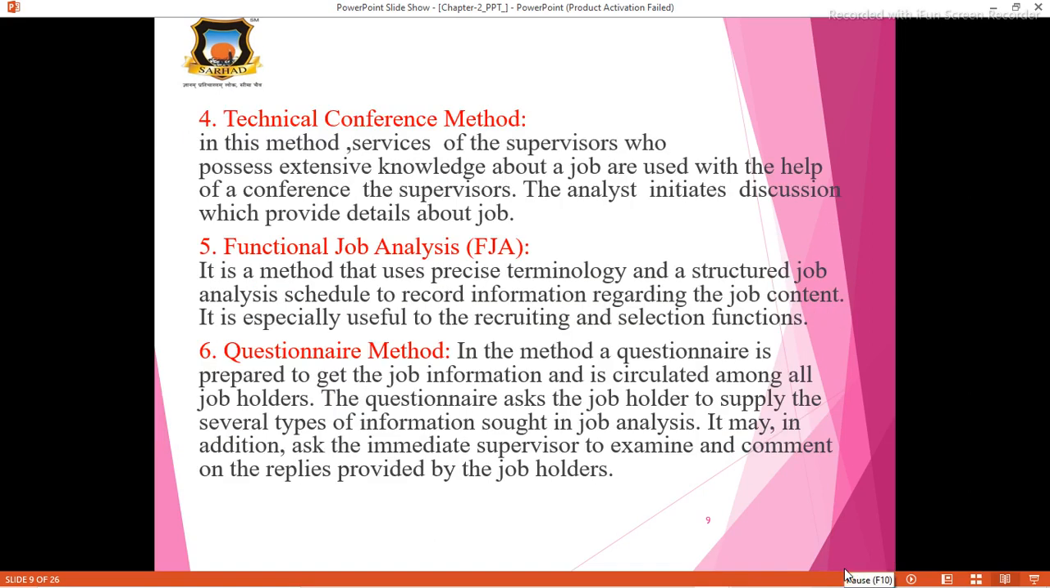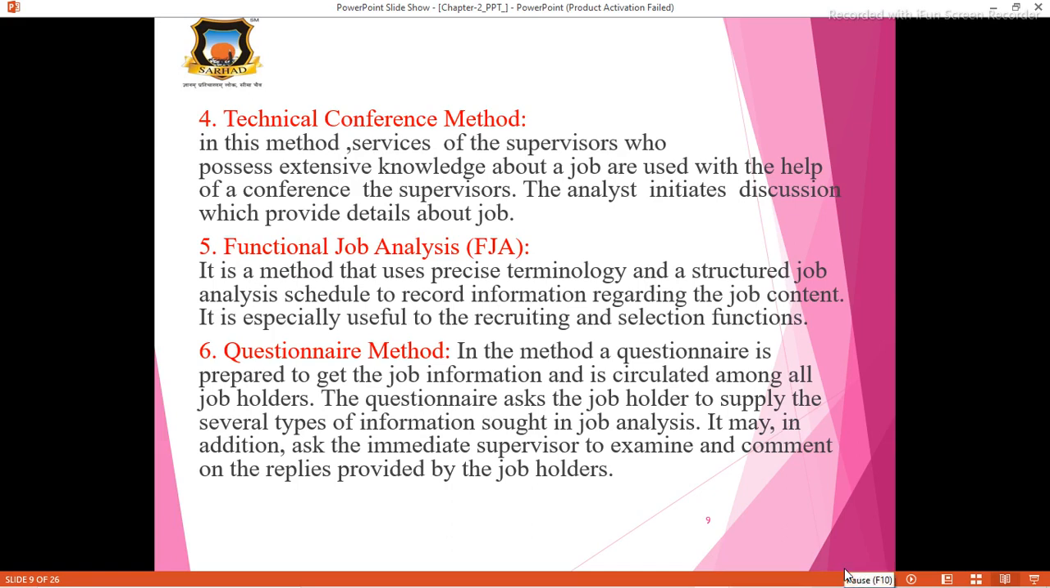The next method is the technical conference method. In this method, the services of the supervisors who possess extensive knowledge about a job are used with the help of a conference. The analyst initiates a discussion with the supervisors, which provides details about a job.